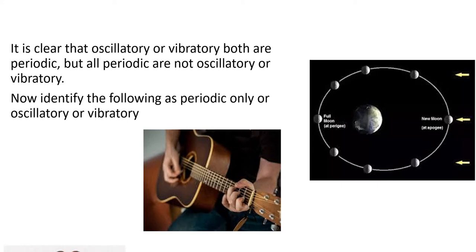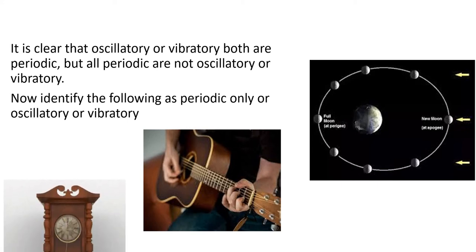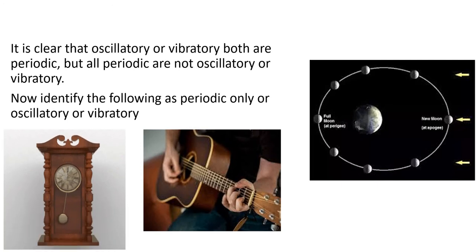And another example, the motion of a simple pendulum, we can say it is oscillatory motion. This is a very important thing you have to know: all periodic motions are not oscillatory, but all oscillatory motions are periodic. Why is it periodic? Because it repeats itself at regular intervals of time. Okay, is it clear? So this is very important. In other words, we can say that oscillatory or vibratory motions are all periodic. Okay.